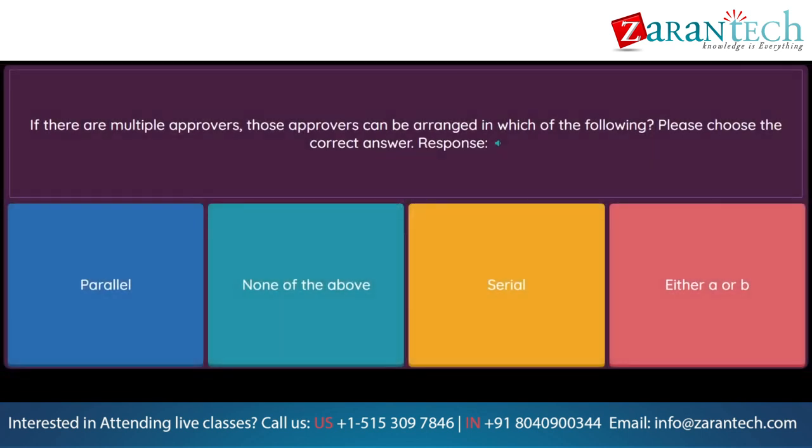Question: If there are multiple approvers, those approvers can be arranged in which of the following? Please choose the correct answer. Response. Option 1 parallel. Option 2 none of the above. Option 3 serial. Option 4 either A or B.